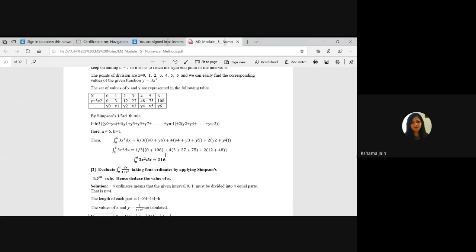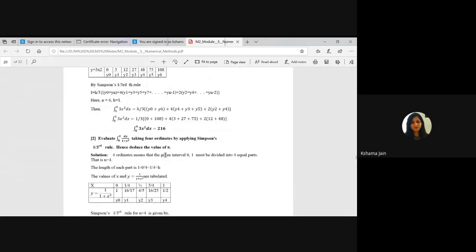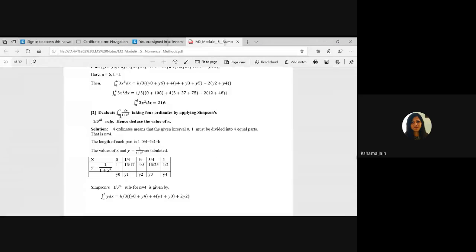Any other doubt? So see, this is the method only. For this also, the lower limit is a equals 0, b will be 1. They are asking for taking 4 ordinates. So you will do (b minus a) by 4, so (1 minus 0) by 4, the h will be 1 by 4.